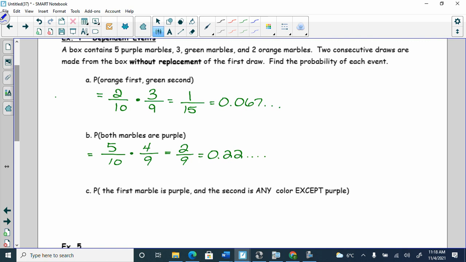The first marble is purple. So there's 5 out of 10. And then the next one is anything but purple. So 5 out of 9, which reduces to? 5 over 18. Which is 0.278.